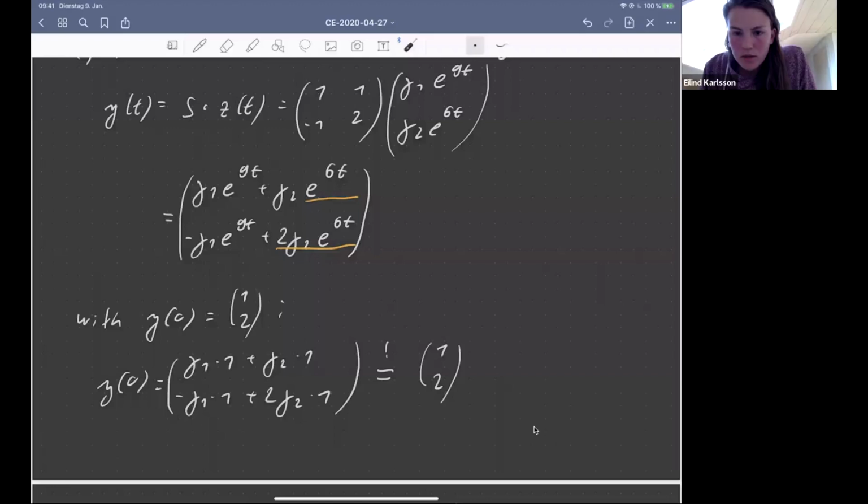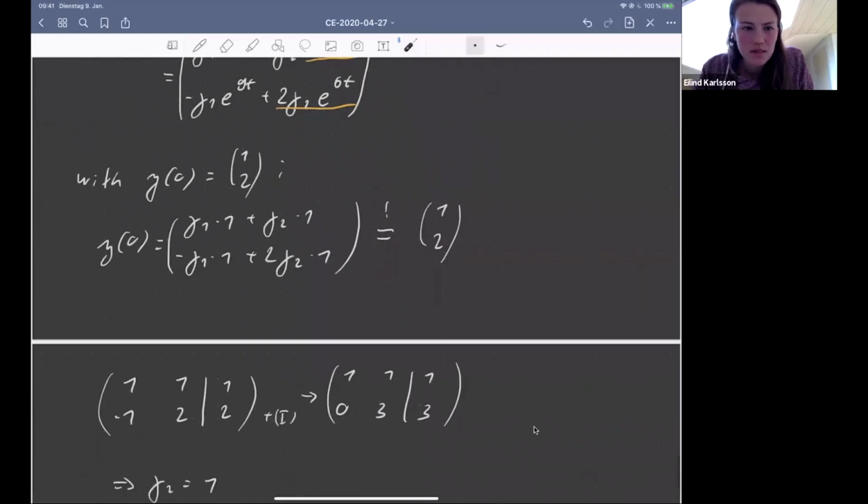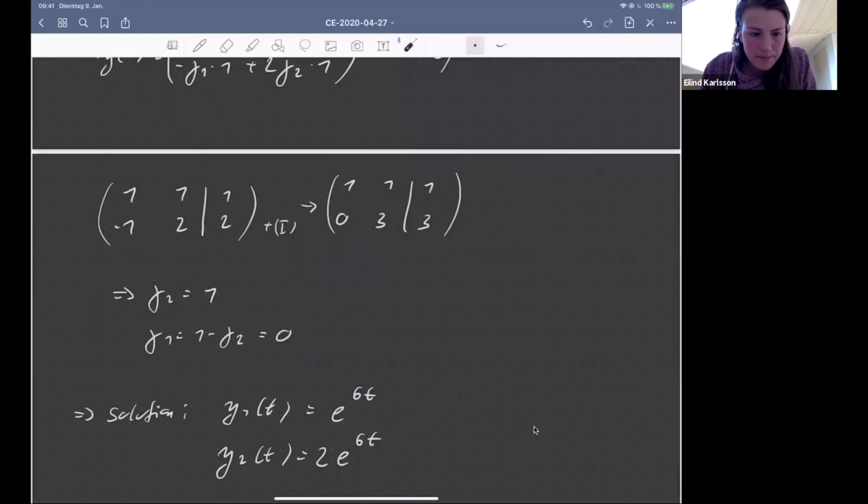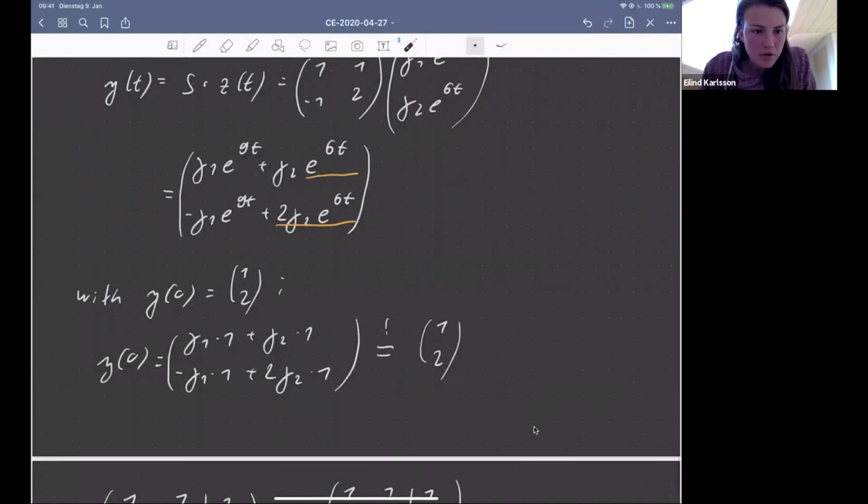More questions? So that was, yes, she understood it. And then there's, if gamma 2 is 1, why is y2 equal to 2 times e to the power of 6t? I mean, gamma 2 is 1. Oh, yeah. Just have a look at this one here.